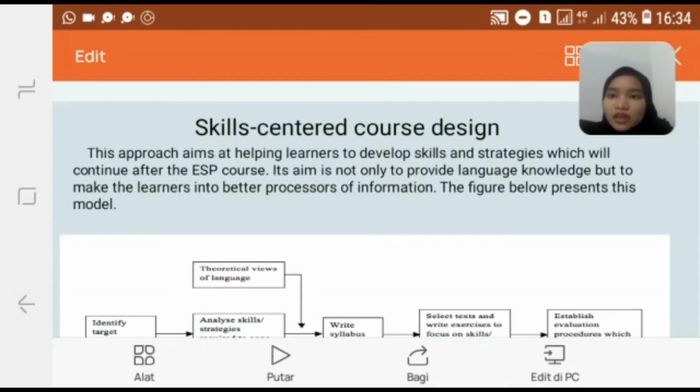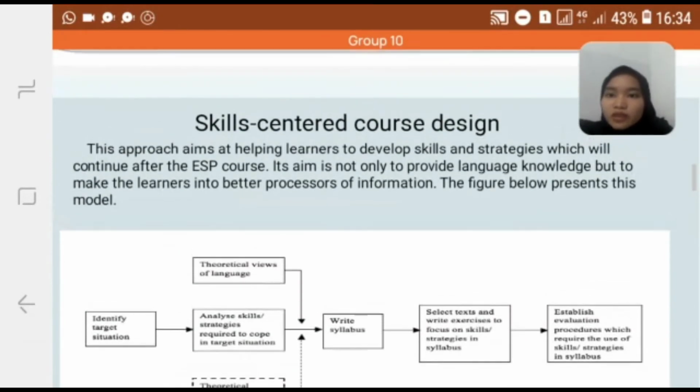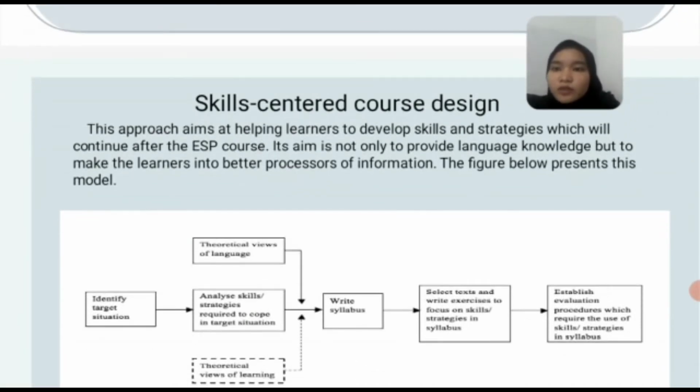Skill-centered course design. This approach aims at helping learners to develop skills and strategies which will continue after the ESP course. Its aim is not only to provide language knowledge, but to make the learners into better processors of information. The figure below presents this model.